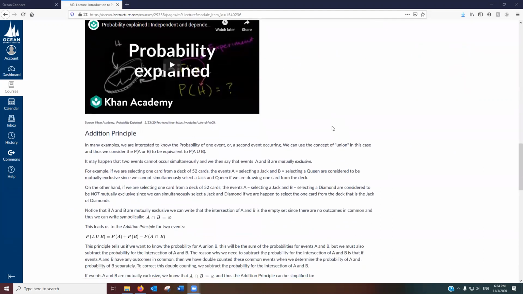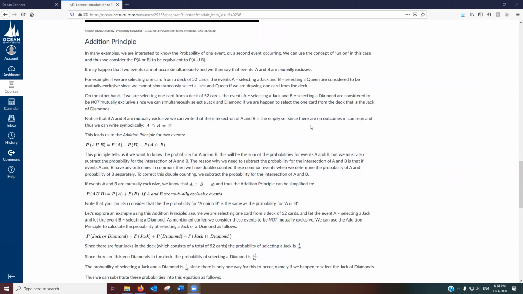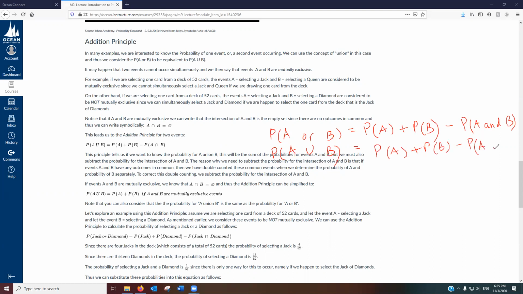Well, there's another rule that we can use, because you might remember that we might want to know the probability of A or B. Sometimes we write this as A union B. So you remember the formula was the probability of A plus the probability of B, but we have to subtract out the probability of A and B. In symbols, the word and would translate to the intersection symbol. So I could write this as A intersection B.